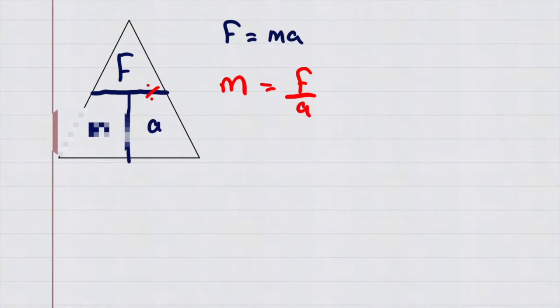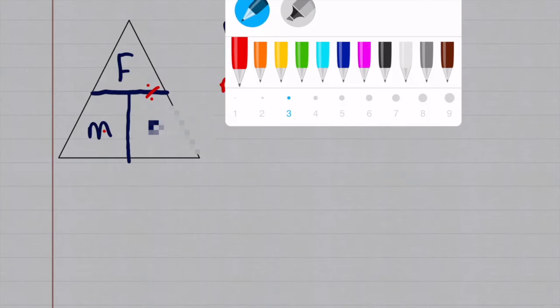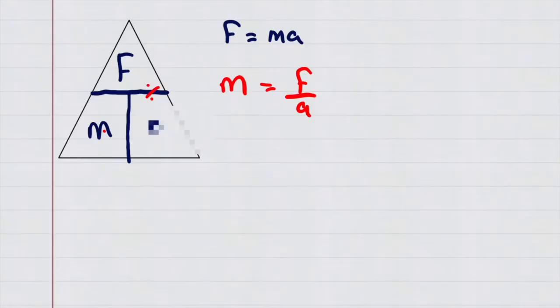And if I wanted to see what the acceleration of something was, I would cover up the A, and I'll use green for this one. And so the acceleration of an object is going to be equal to, again, its force divided by the mass. And so our little force triangles can help us out with that.